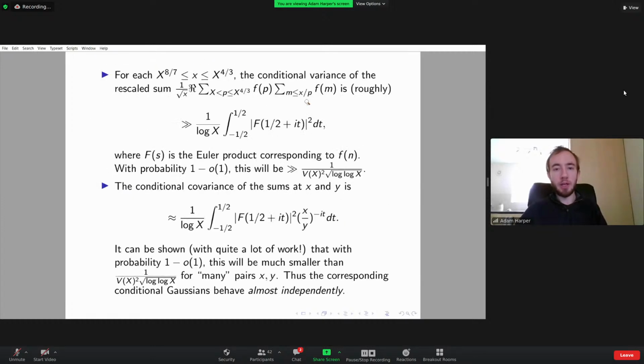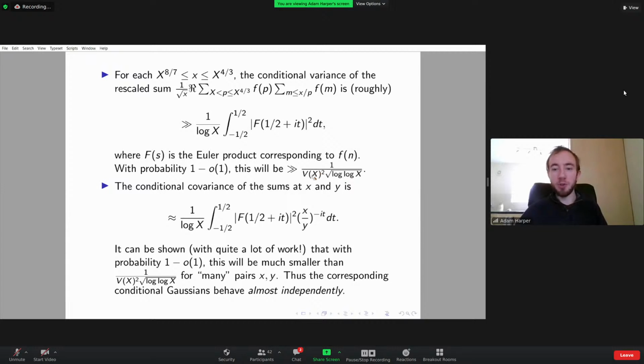So you can show that the conditional variance here is something like the integral of the Euler product that corresponds to the random multiplicative function. So the product over primes up to capital X that corresponds to the random multiplicative function squared over this little interval and rescaled. This isn't obvious at all, but this was sort of known because of this previous work. And if you look at how this behaves, this depends on the f of p for the small primes p, this depends on the conditioning. But you can show that with probability tending to 1, this will be bigger than 1 over v of x squared, this slowly growing function, times root log of x.